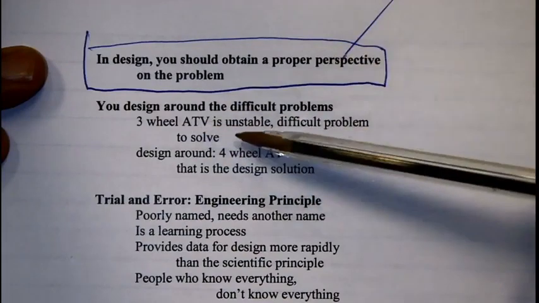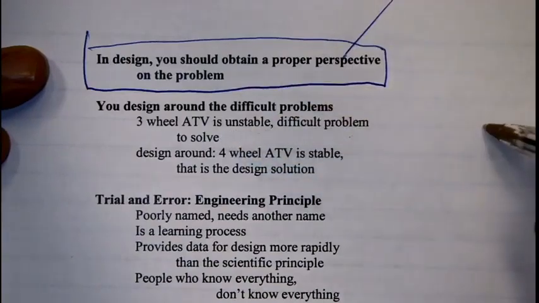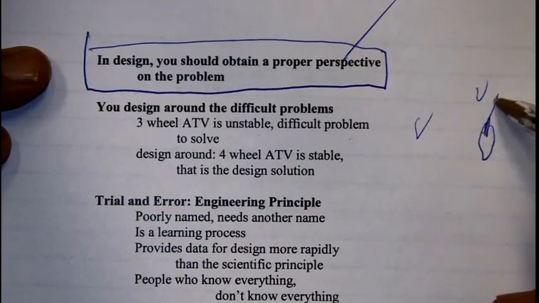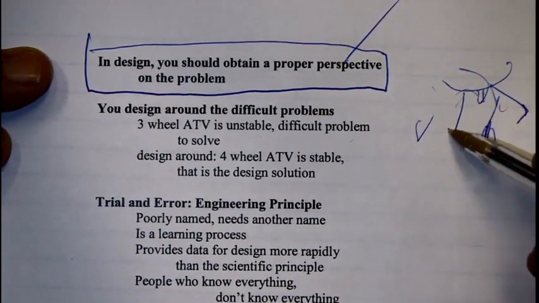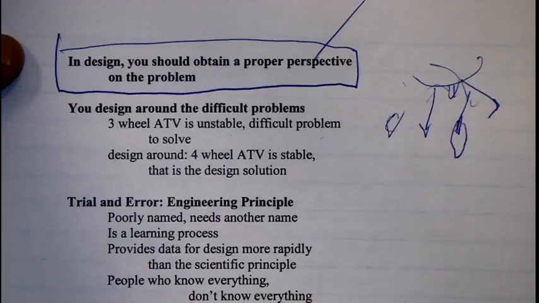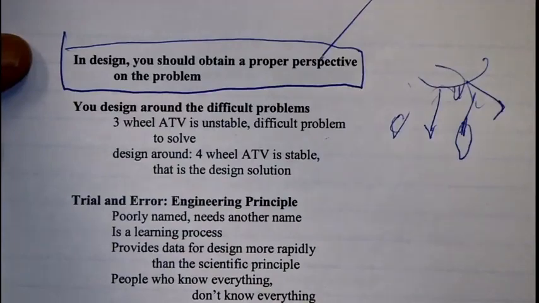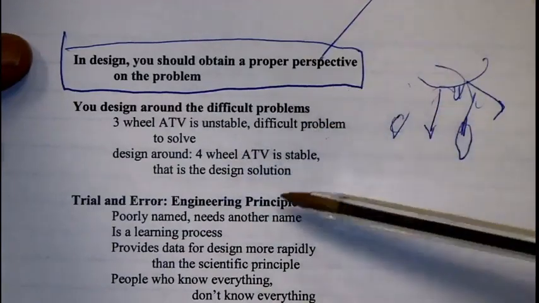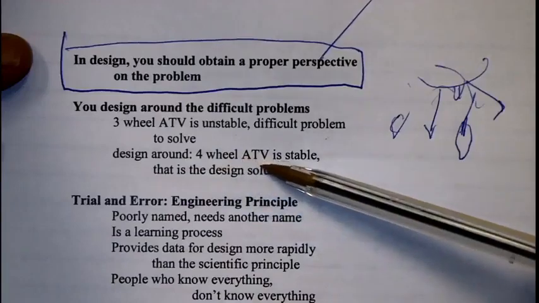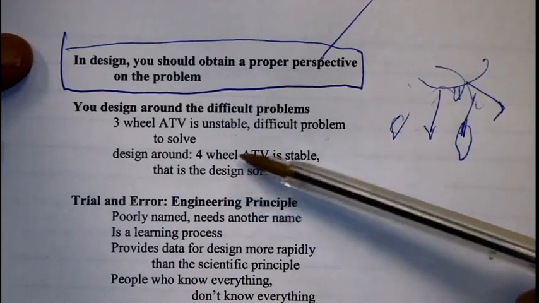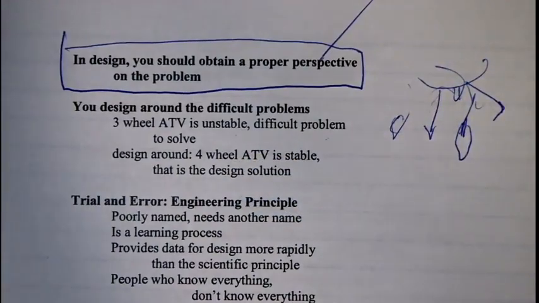So I try to design around the instability of a 3-wheel vehicle. Take a child's tricycle, for example. Draw a tricycle here. And it has a tip-over mode here and here, going forward. And quite frankly, it's a difficult problem. So you don't try to solve that problem. You go ahead and make all your all-terrain vehicles 4-wheel, which is stable, and you don't have the problems of tipping over.